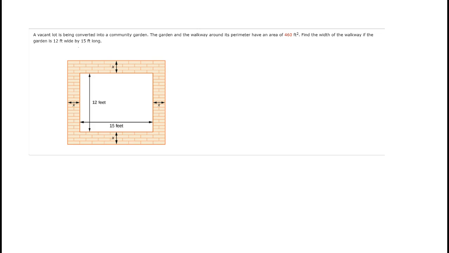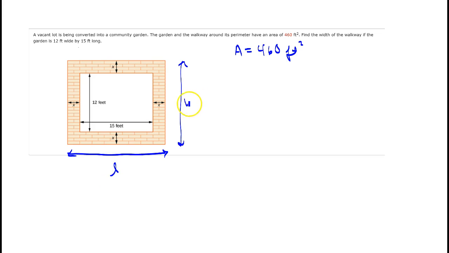So several things here. First of all, we're wanting the width of the walkway. We know the area of the garden and the walkway around it. So the area is going to be this length times width, because it's the area of the garden and walkway, and area equals 460 square feet. Remember, area is always in square footage. Okay, so we know that. So here, this would be my length, and this is my width.